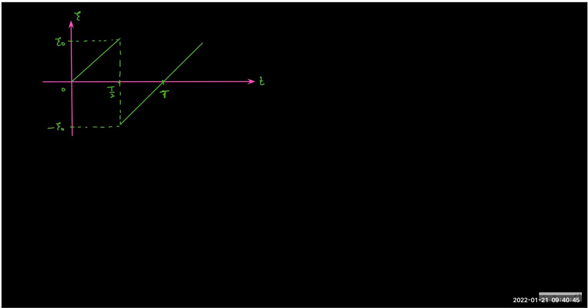So I hope you can see that the graph is pretty much simple. It's a straight line graph. So E will have two values because we have two separate straight lines. So for the interval from 0 to T by 2, we have one equation, and from T by 2 to T, we have another equation. The first is pretty much simple.